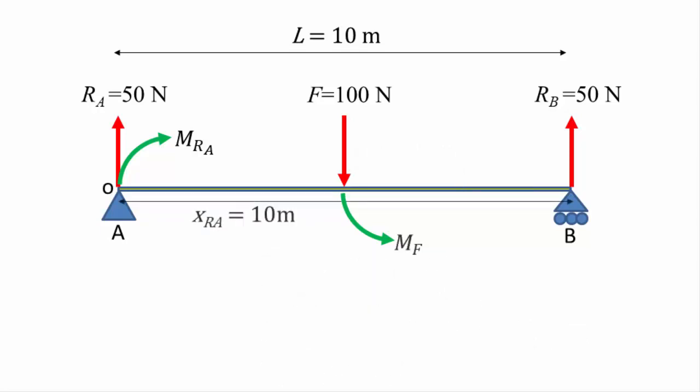For our final point, we will calculate the bending moment at the end of the beam at 10 meters. Across the 10 meter length of the beam, we see three forces, Ra, F, and Rb.